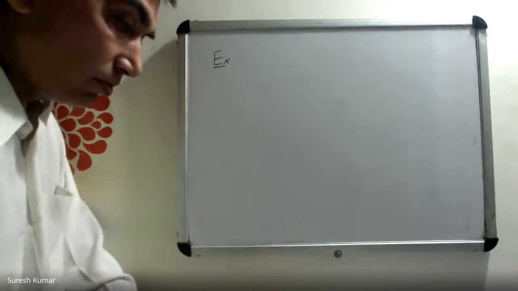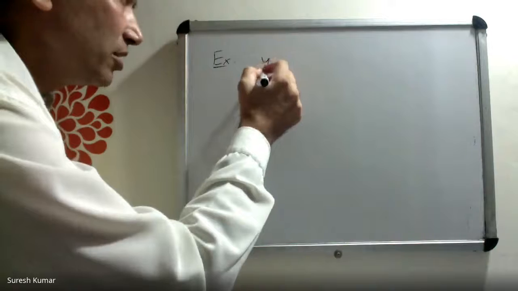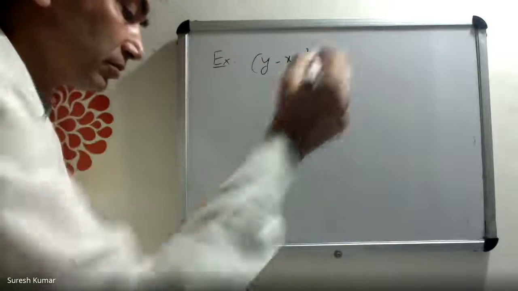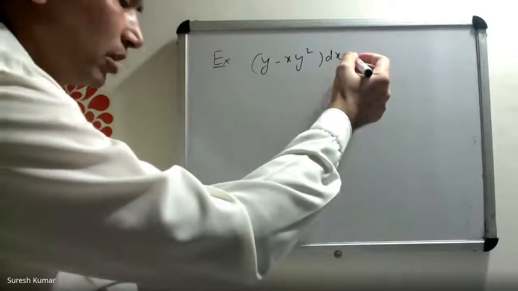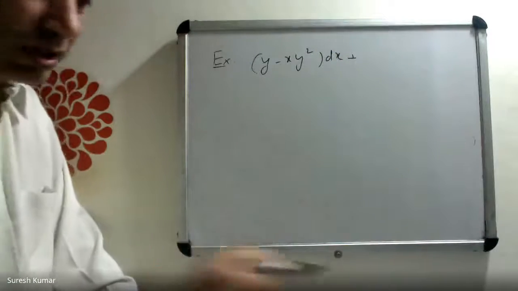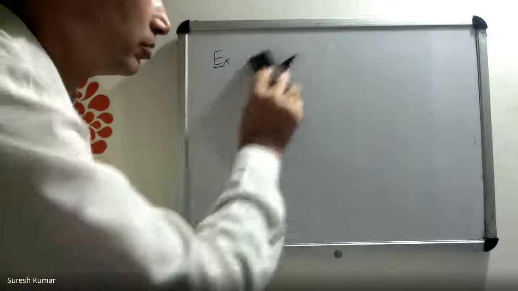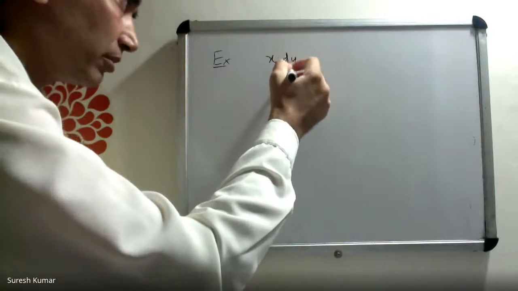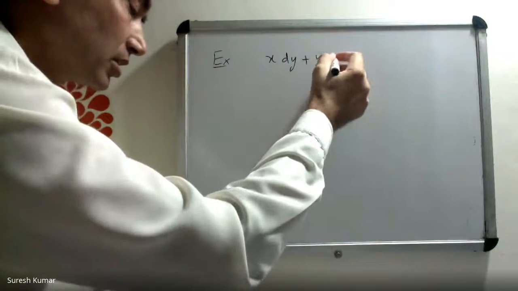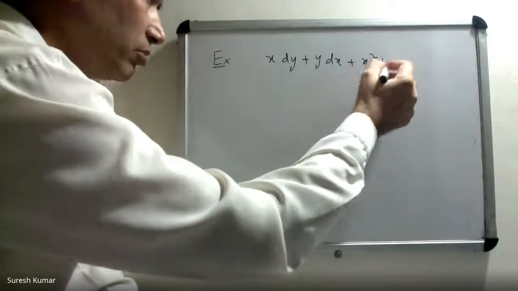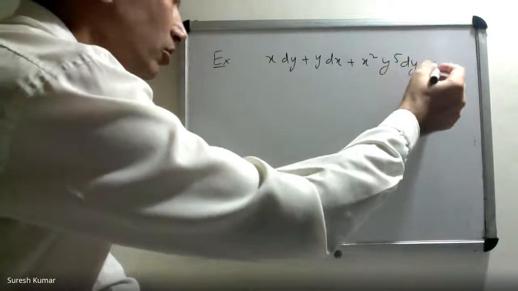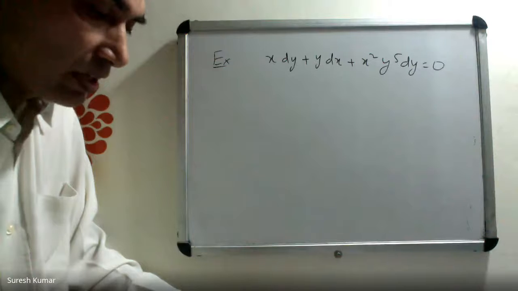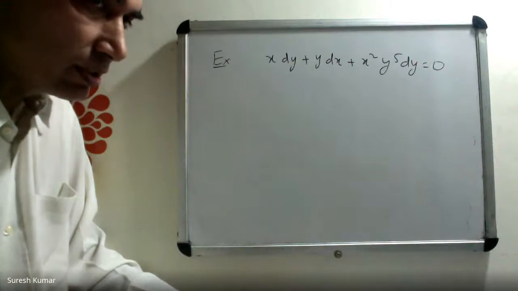Now write this problem. y minus xy square dx plus, okay, before that I can take another problem. See this one, this time you will think yourself. x dy plus y dx plus x square y power 5 dy equal to 0. Considering the previous problem, can you think here what integrating factor can work?